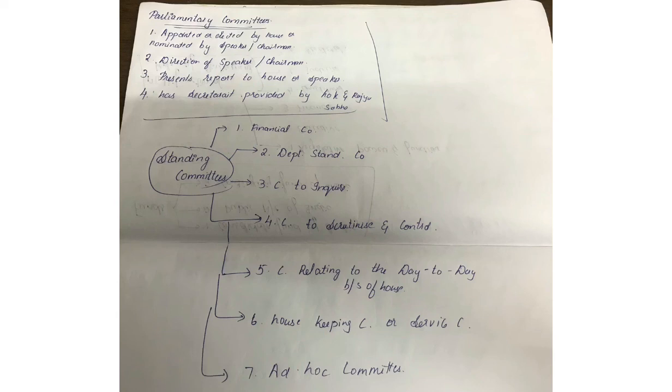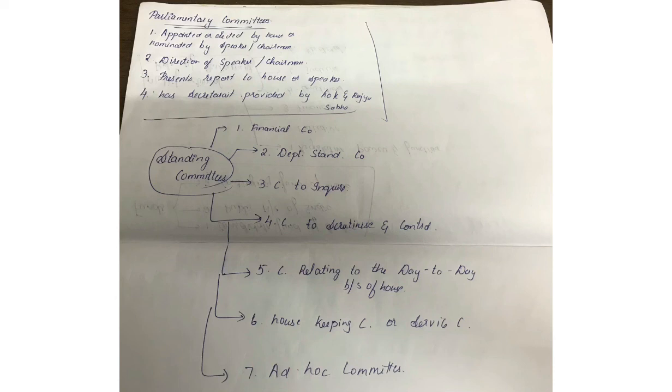And then we have the committee of inquiry, which basically makes sure that redressal of grievances is happening. Fourth one, the committee to scrutinize and control. All kinds of scrutinizing work and controlling is done by this one. Fifth one is the committee relating to the day-to-day activities of business. All its functionalities and formalities are seen by this particular house. And then we have the housekeeping committee. It's like a regulation of the parliament.